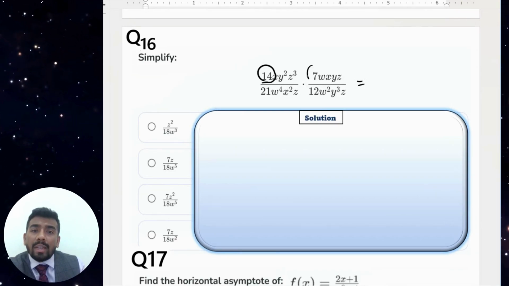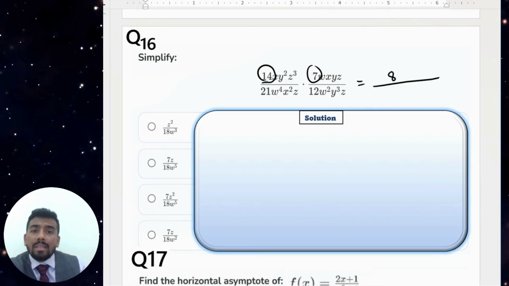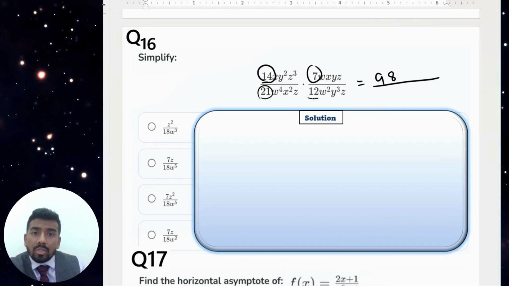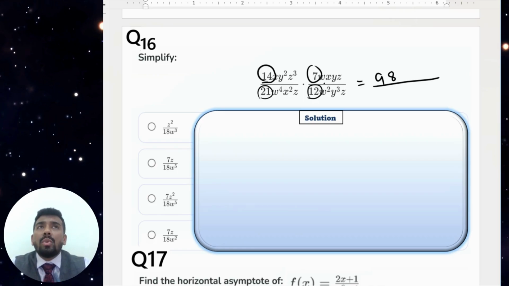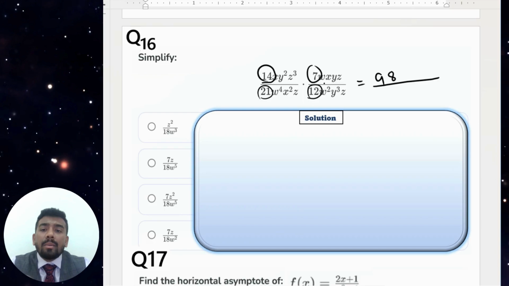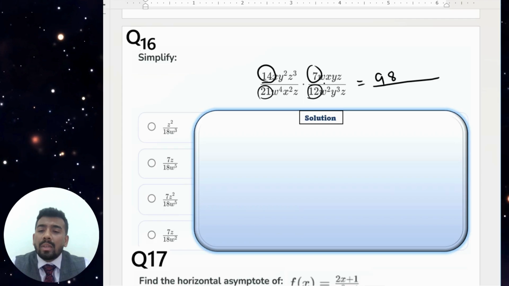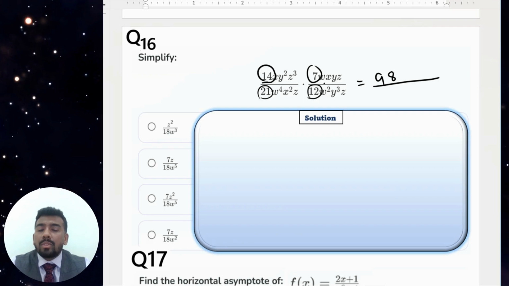First thing, what you will do, 14 times 7. So what's 14 times 7? 7 fours are 28, 7 twos are 14, so 98. And 21 times 12. What's 21 times 12? It's a big number, 210 plus 42, that should be 252. Okay, let me just verify it. So 21 times 12, 252, correct.